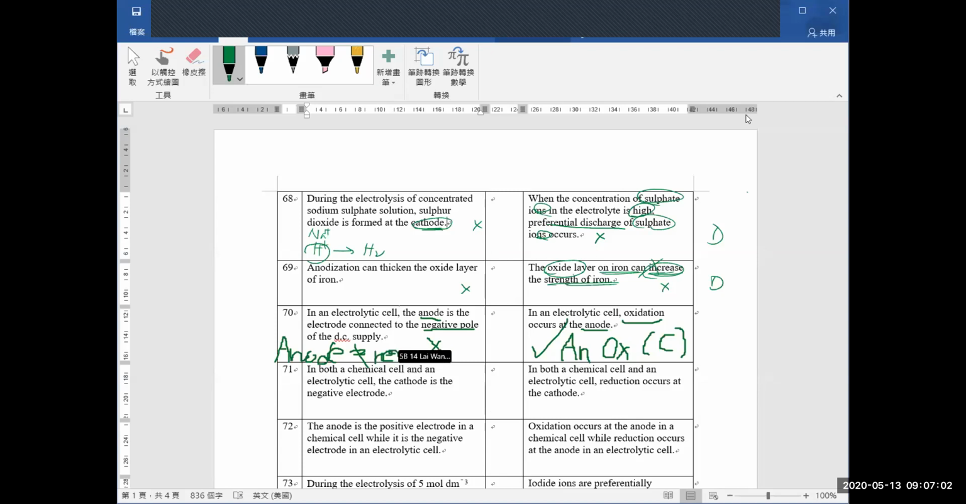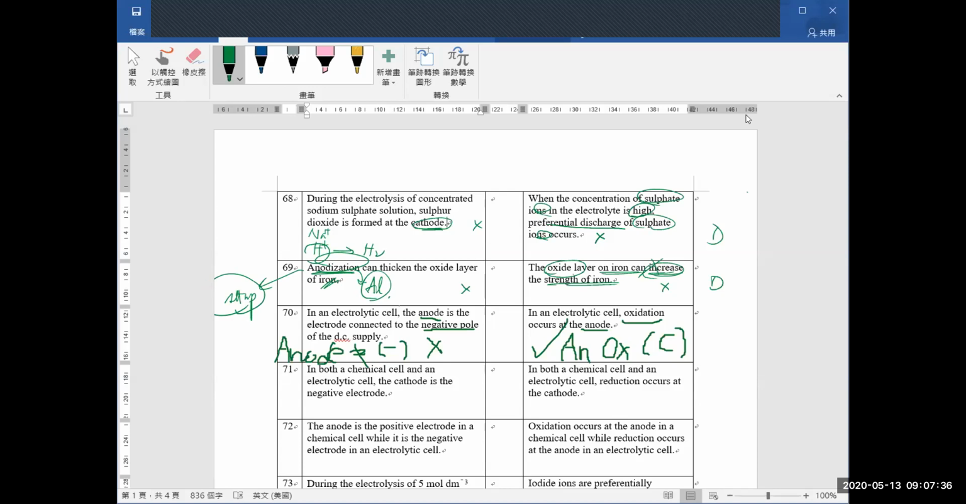So what are the common applications of anodization? Whenever you see the word, it refers to anodization of what metal? What color? Yes, aluminium. So now, just like this one, you are going to memorize the setup as well. Are you able to draw and label the setup?